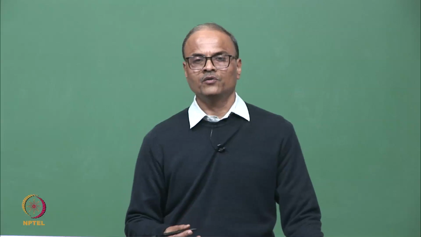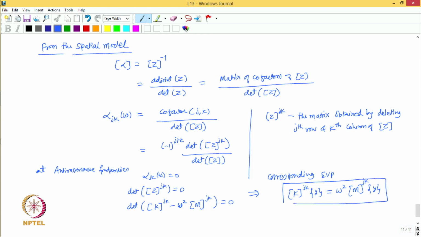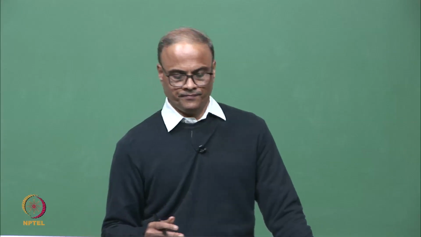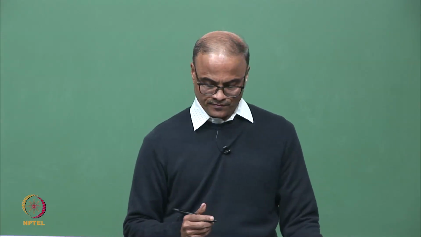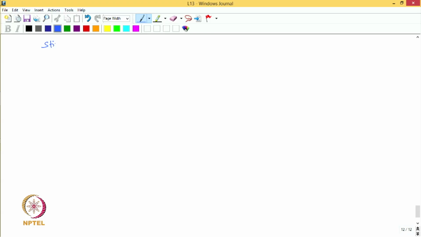So if I have the spatial model of the system, I can solve this eigenvalue problem and obtain the anti-resonance frequencies. The solution of this gives the anti-resonance frequencies. Of the eigenvalues we get, only the positive real eigenvalues need to be taken, and those represent the anti-resonance frequencies. Let us also briefly talk about the stiffness and mass lines.